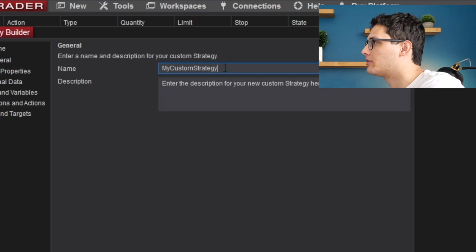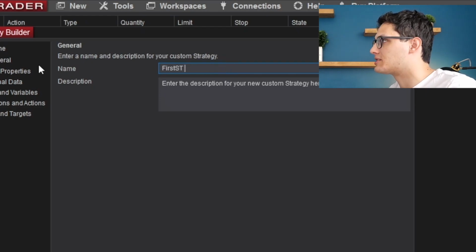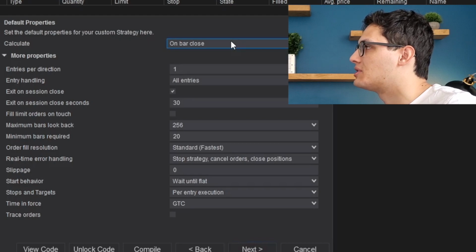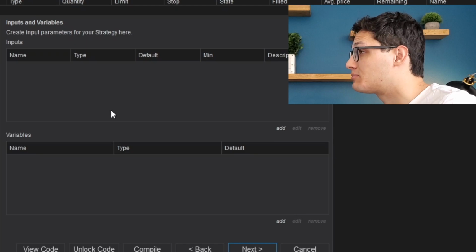What are we going to call this? Let's call this first strategy. We're just testing this out. I can spell strategy. Click next. Okay, so when do we want to do this calculation? I think we're going to do it on each tick. Click next. Okay, any input parameters? So at this point, I need to go and find what strategy I'm actually going to be using for this.